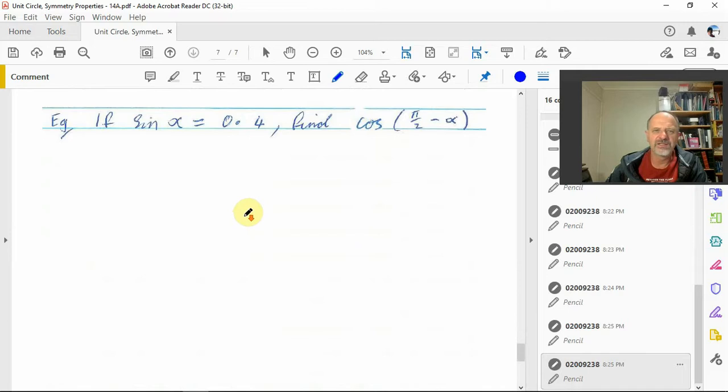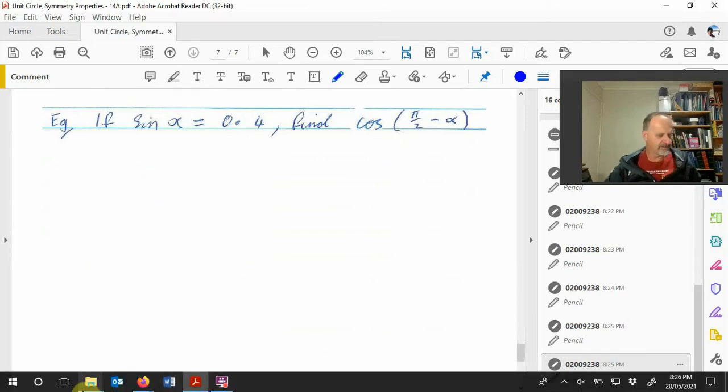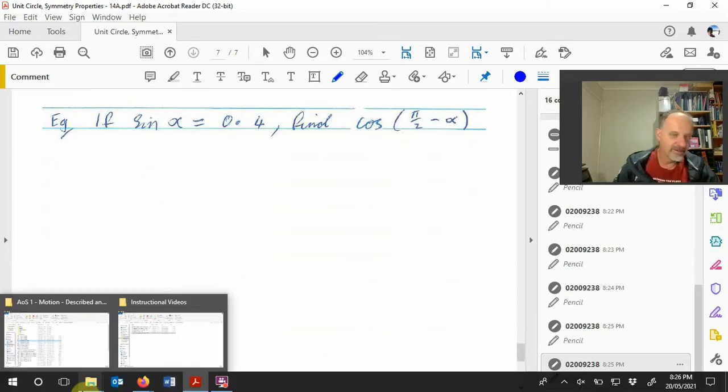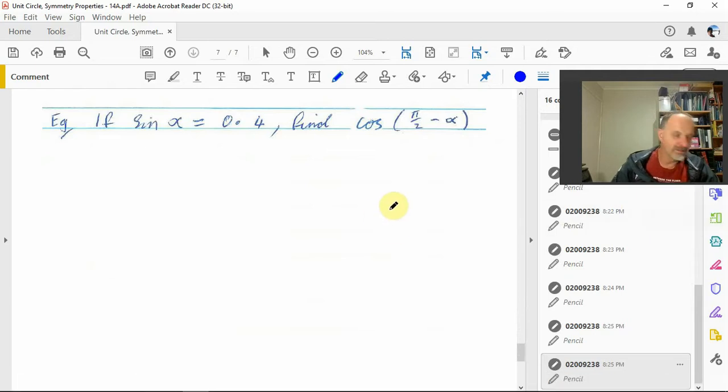Now, sometimes we're given information like this. So this is not one of the exact values, but we're given this particular thing. So sine of alpha is 0.4. Find the cos of pi on 2 minus alpha. Right, so I'll go again.